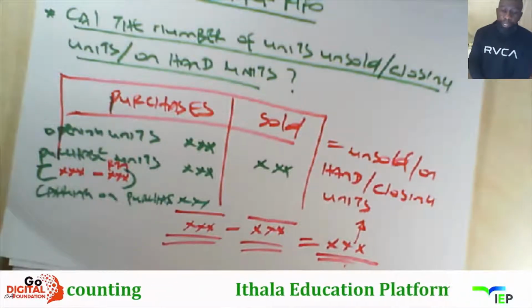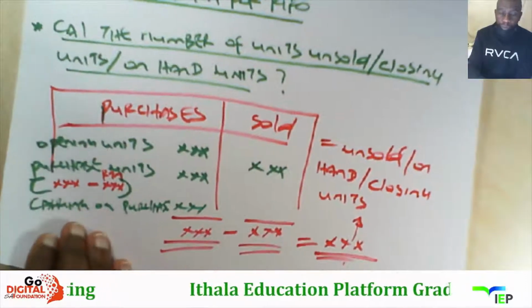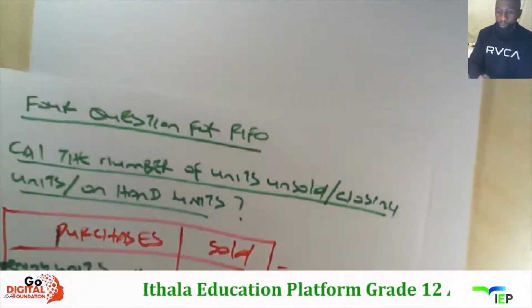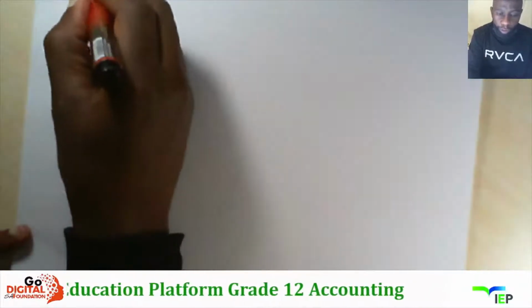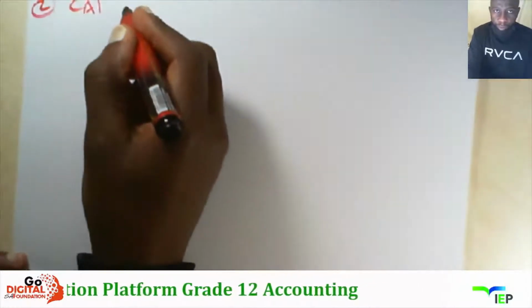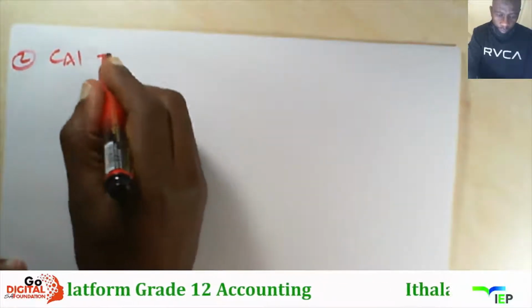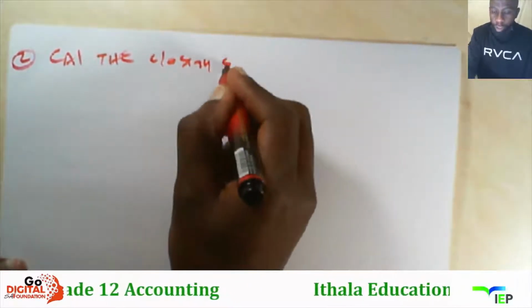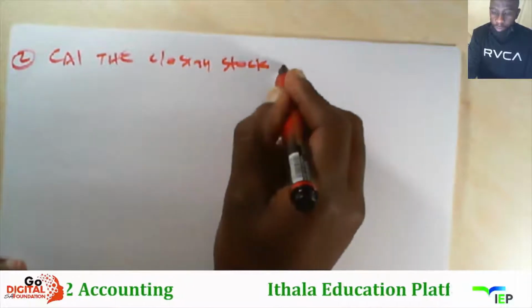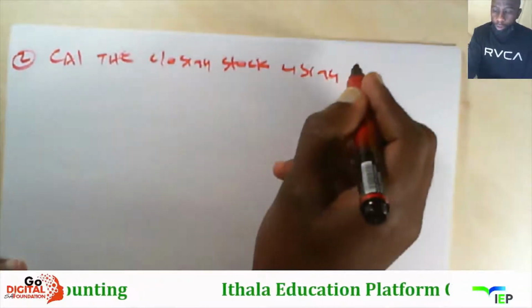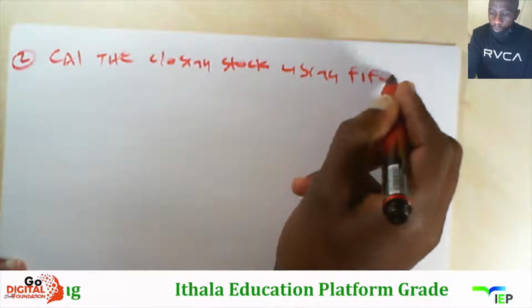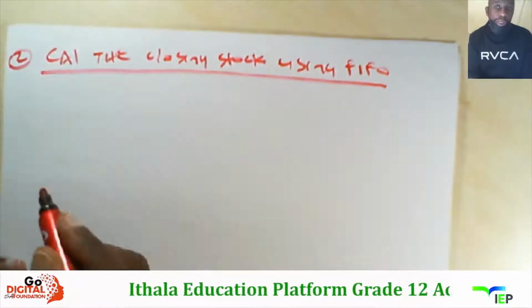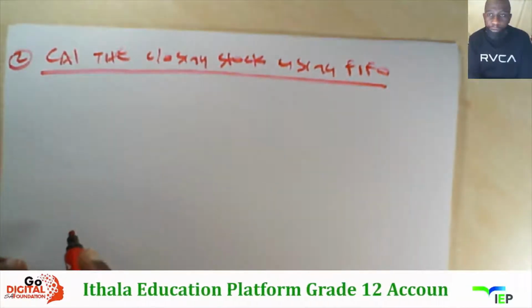Then the second question: calculate the closing stock by using FIFO. Calculate the closing stock by using FIFO.